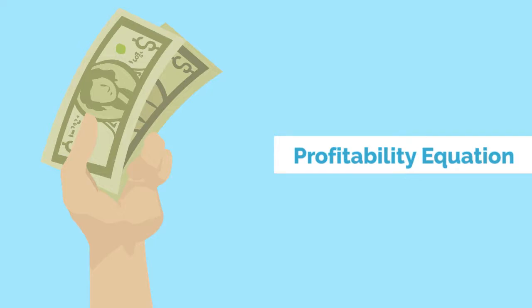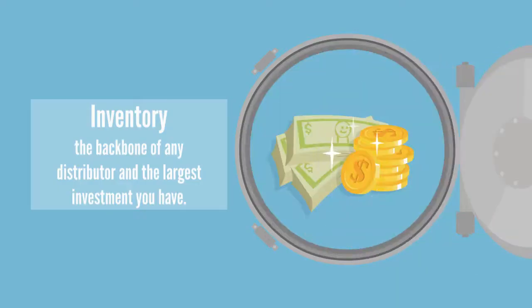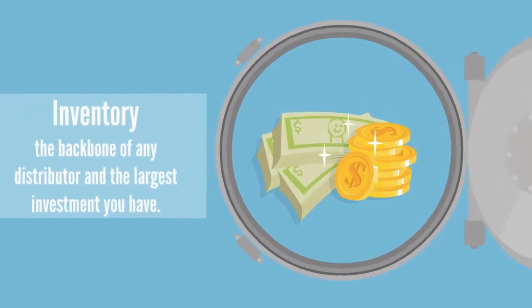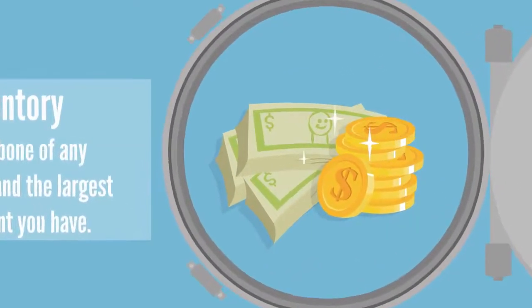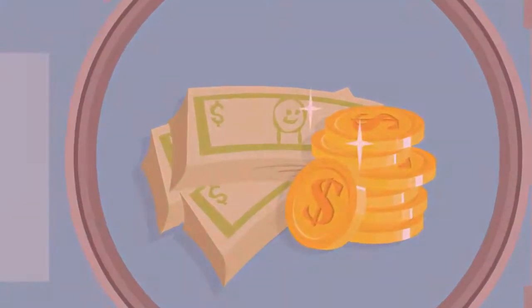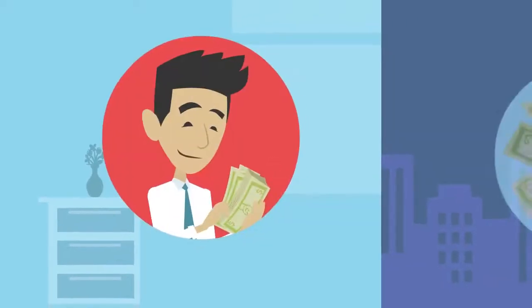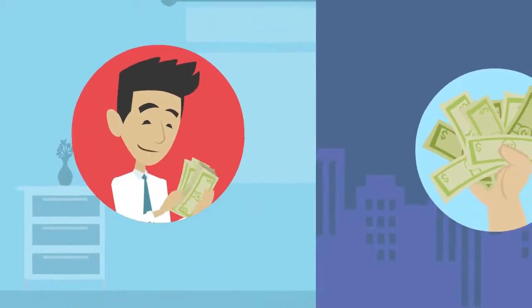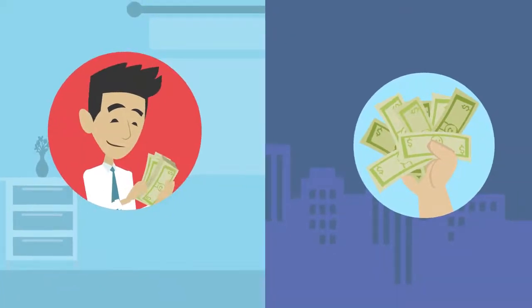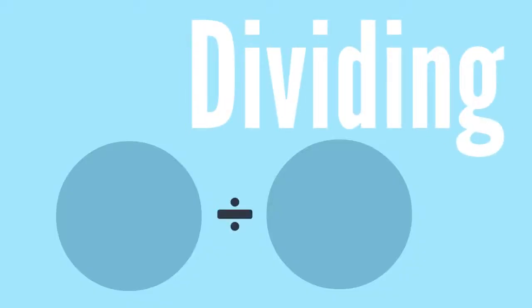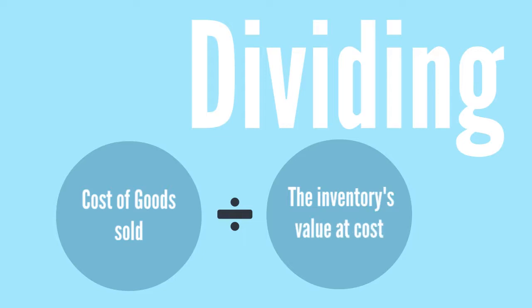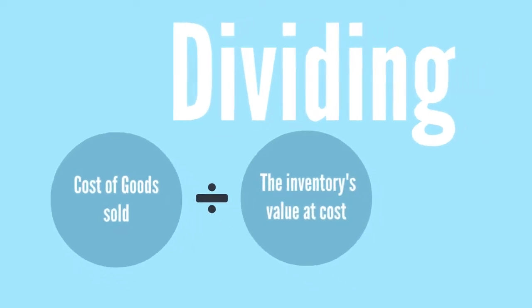We also have to manage inventory, the backbone of any distributor and the largest investment you have. Inventory must provide an adequate return on your investment. If it sits too long, it's bad for your bottom line. You can measure how well you're managing inventory by calculating how many times in a year the inventory turns over. Do this by dividing the cost of goods sold from inventory by the inventory's value at cost. This gives you the number of turns.